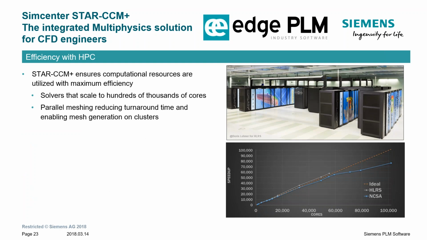High-performance computing, HPC, that uses simulation significantly accelerates the pace of your product design cycles. As computing power continues to grow exponentially and become more affordable, StarCCM is designed to make the most of your computational resources. Since its inception, StarCCM has been developed with parallel scalability in mind, scaling to well over 100,000 cores. StarCCM delivers parallel meshing to enable mesh generation on clusters, significantly reducing turnaround time.